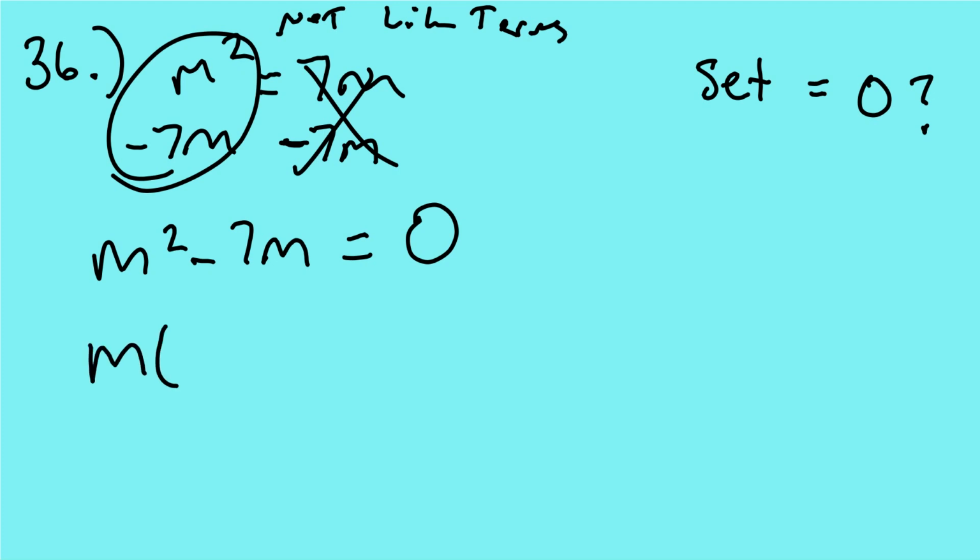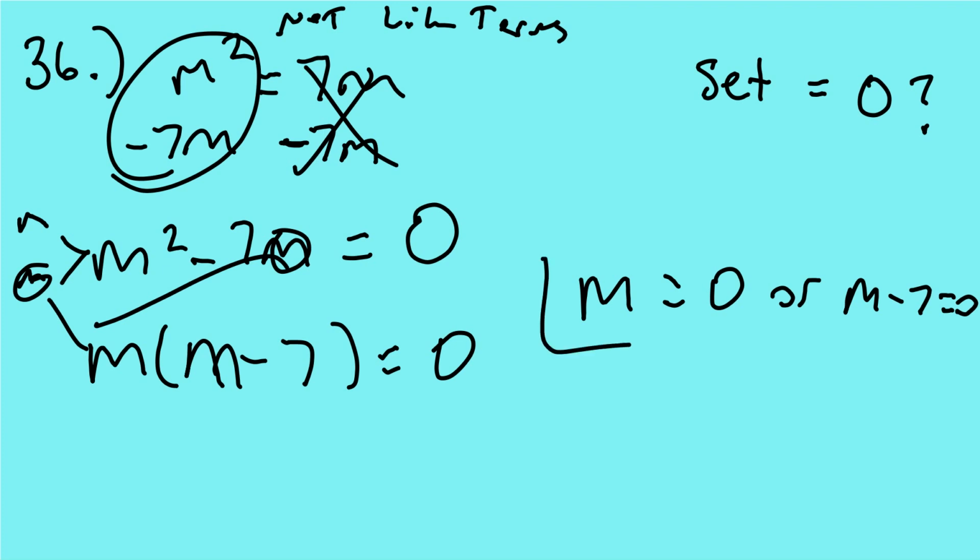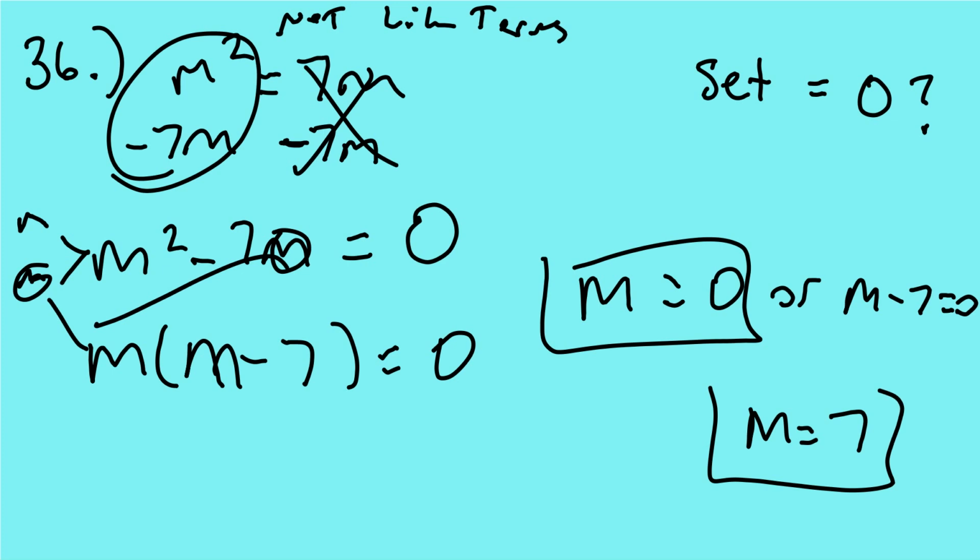So I take that m squared. Remember, that's m and m. One of the m's goes out here. This m goes out here because they both have it in common. And I'm left with m minus 7 equals 0. So m equals 0 or m minus 7 equals 0. There's one answer. Or I add 7 to both sides. M equals 7 is my second answer. And that's it for 36.